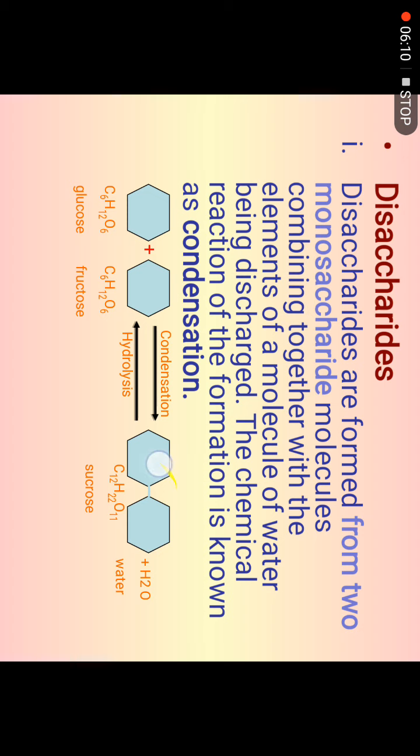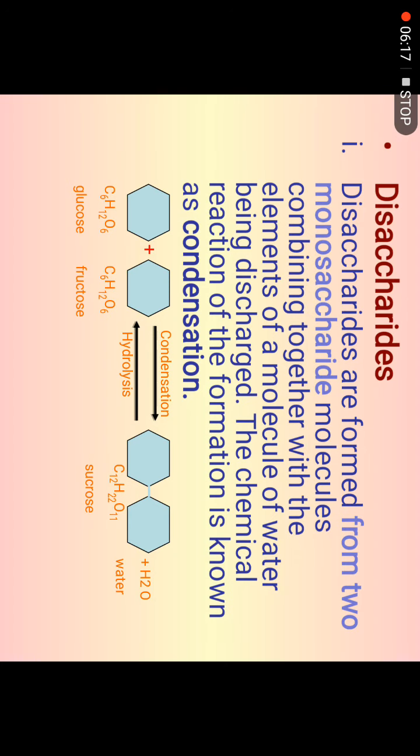Then you see the bonding here is formed. When the bonding is formed, one water molecule is removed. And then if you do the mathematics, glucose C6 has 6 carbon, fructose has 6 carbon. If you add up, it becomes 12. So you see the formula for disaccharide, C12.